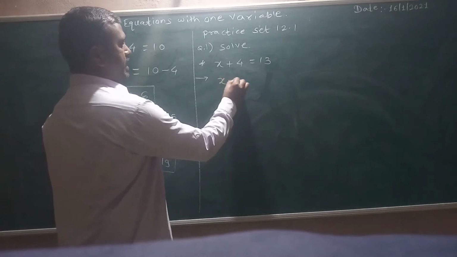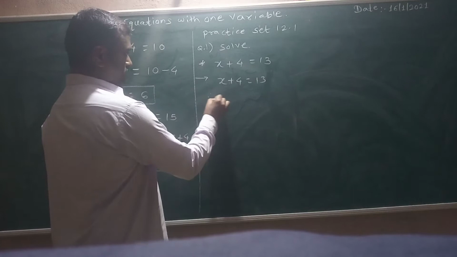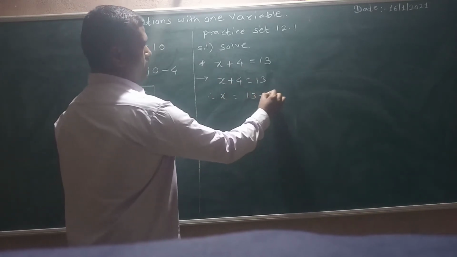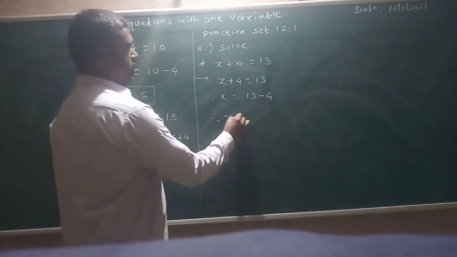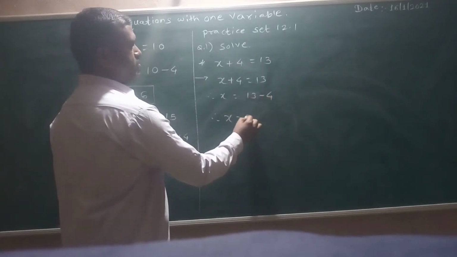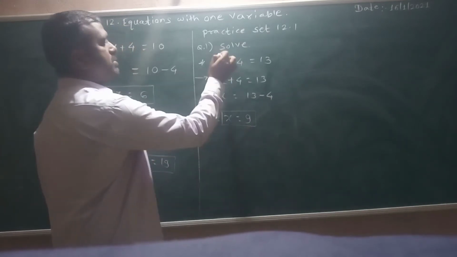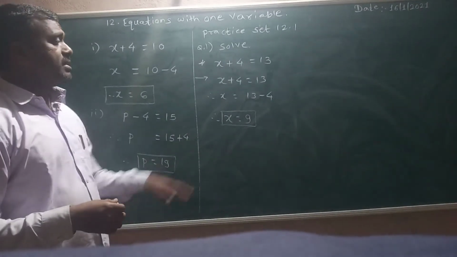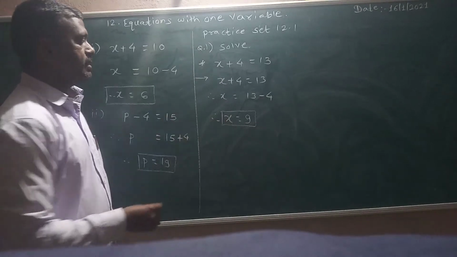Then we transfer plus 4 towards the number 13. First we can write x plus 4 is equal to 13 again. 13 plus 4 is converted as a minus 4. Therefore, x is equal to 13 minus 4. It is 9. Therefore, solution of this equation. Solve means solve, and solution means answer of this equation is 9.